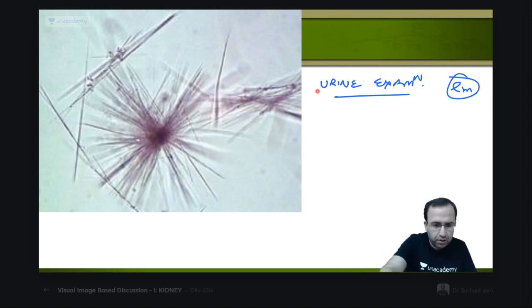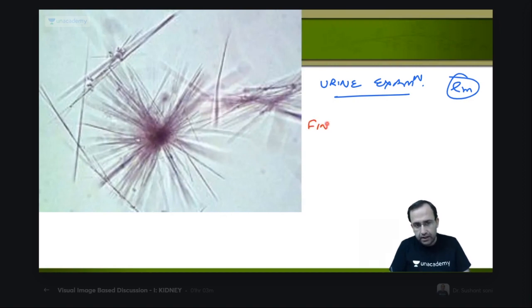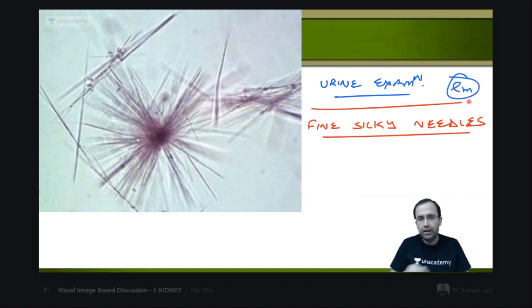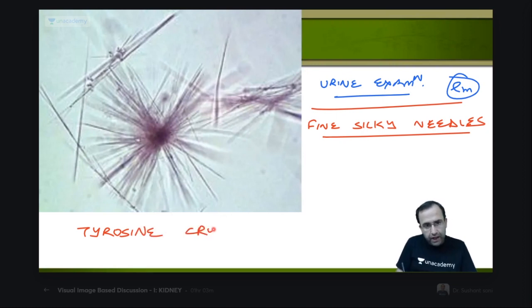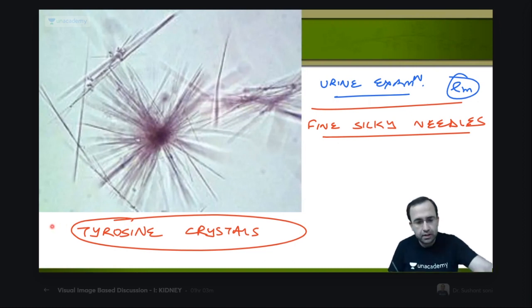Next is urine examination, light microscopy, showing the presence of fine silky needles. The classical description is fine silky needles, which are seen in tyrosine crystals. Now there are various types of crystals. I am in particular showing you tyrosine crystals because these are associated with severe liver disease.